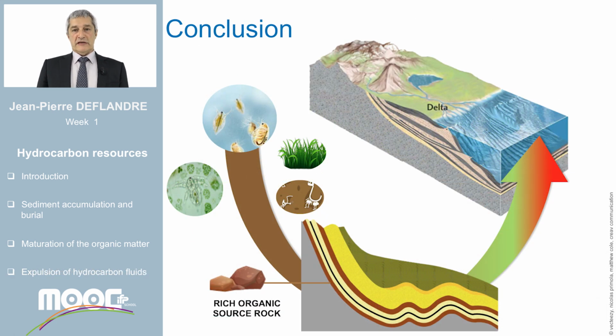To conclude this lesson, let's look back quickly at what we have learned. First point, the progressive accumulation and burial of sediments containing preserved organic matter forms a rich organic source rock. This source rock is impermeable, but it contains some organic matter in its matrix porosity. No two source rocks are alike.